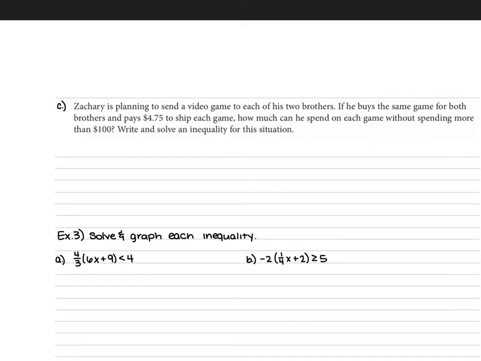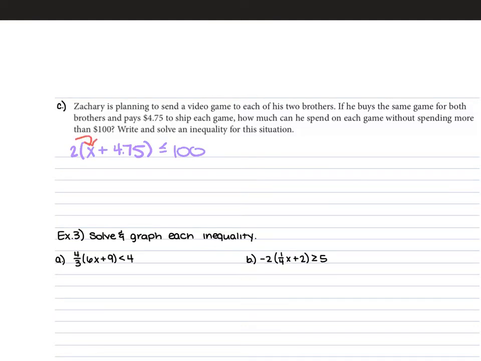Our next example says that Zachary is planning to send a video game to each of his 2 brothers. If he buys the same game for both brothers and pays $4.75 to ship each game, how much can he spend on each game without spending more than $100? So this would just mean that you have 2 times the x plus $4.75, and that it cannot be greater than 100, so it's less than or equal to 100.